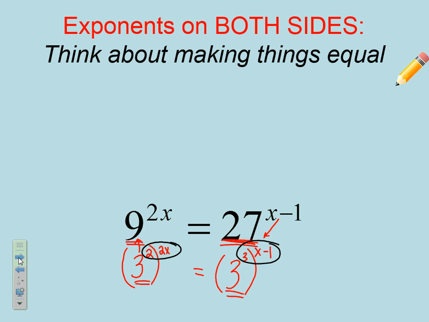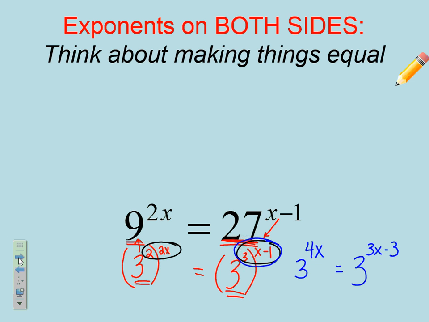Now that the bases are the same, we can work on making the exponents equal. So when you have a 2x power onto another 2 power, we multiply those exponents. It becomes 4x. So we have 3 to the 4x equals 3, and now we're going to do that same thing here, multiply those exponents. X minus 1 times 3 means I have to take the 3 times both the x and the negative 1, and it becomes that power.